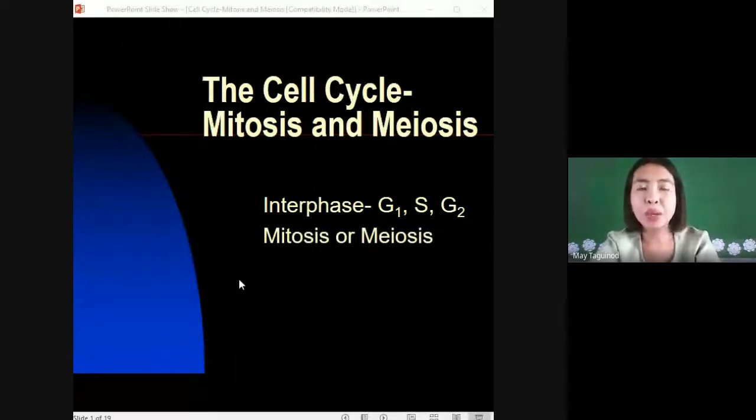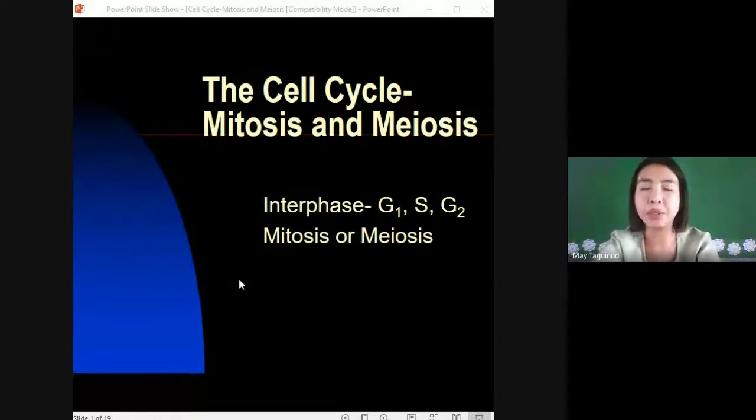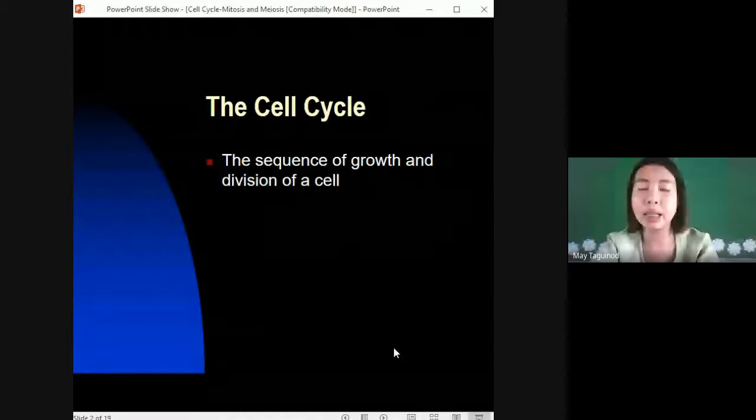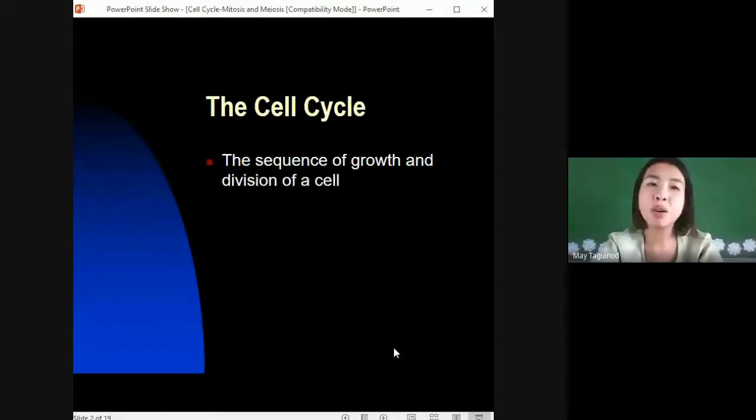The topics that we're going to discuss are the cell cycle and cell division. So what happens during the cell cycle? It is where the sequence of growth and division of a cell happens.